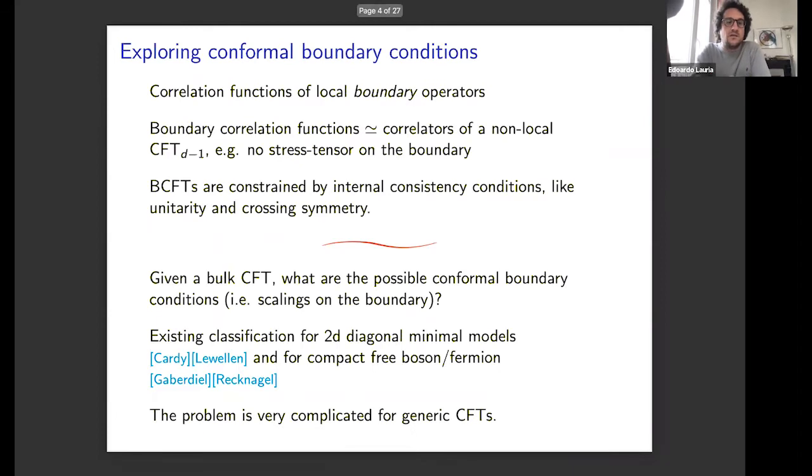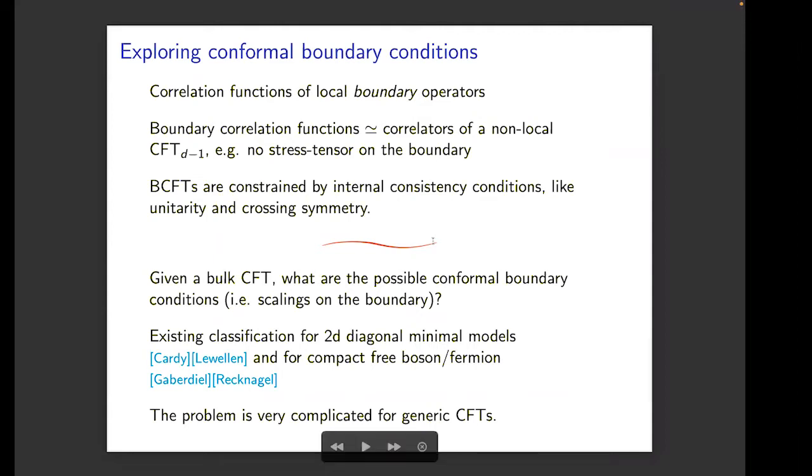In this business of exploring conformal boundary conditions, one is usually interested in studying correlation functions.